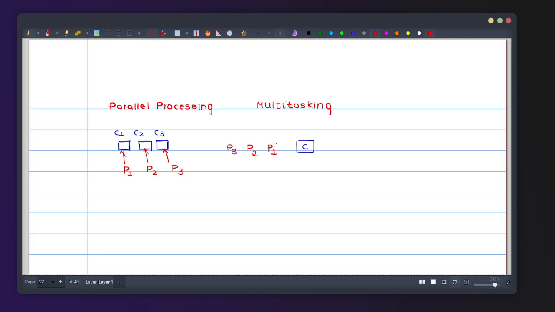So the idea is P1 goes in, and then P2 might go in next, and then P3 might go in next. Now you might be wondering, isn't this just normal processing? There's a slight difference, guys. Here you are sending the processes into the processor via a scheduling algorithm.